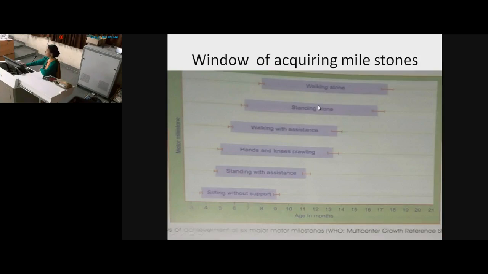Walking with assistance, standing alone, walking alone. Most of the milestones have a range of being acquired. So when they cross at least 2 months beyond that age, that is usually the time when we become alert that the child is having developmental delay.